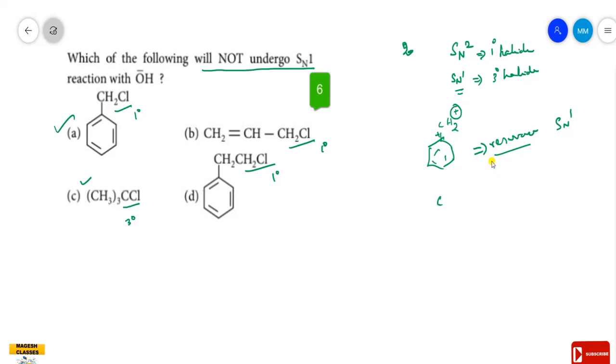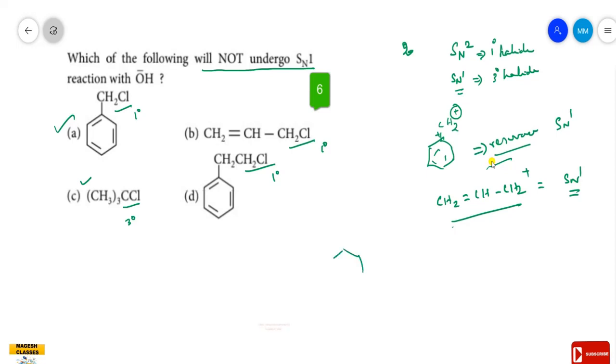Okay, and B, it is a CH2 allyl halide. This forms a carbocation, the allyl carbocation. It is also stabilized by resonance, and so it involves the SN1 type. In SN1 type, the intermediate is a carbocation. If the carbocation is stabilized, the reaction is possible. So benzyl is resonance stabilized, and the allyl carbocation is stabilized.